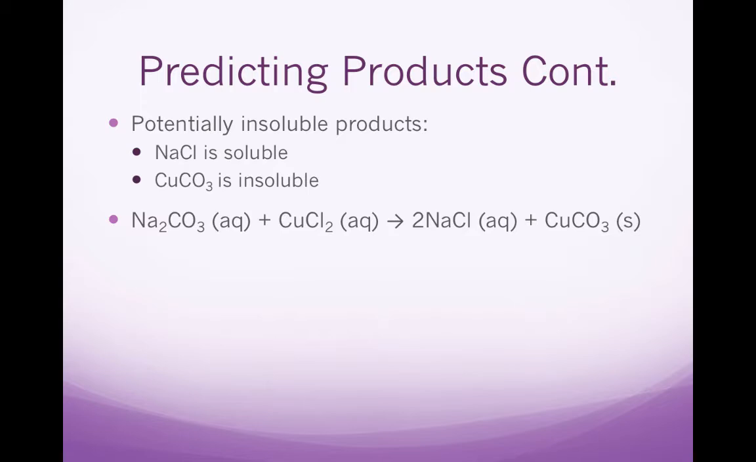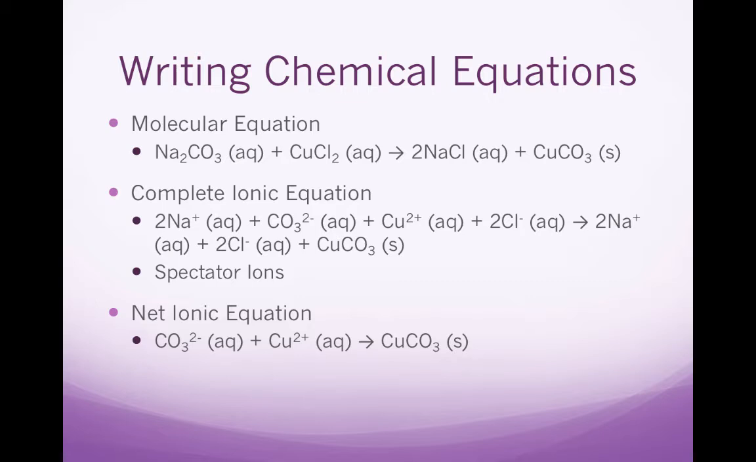You always do the same thing though. You swap partners, look at the solubility chart, determine if anything insoluble will form, and if so, you have a reaction that occurs. If not, no reaction occurs. So let's look at how to write these chemical equations.